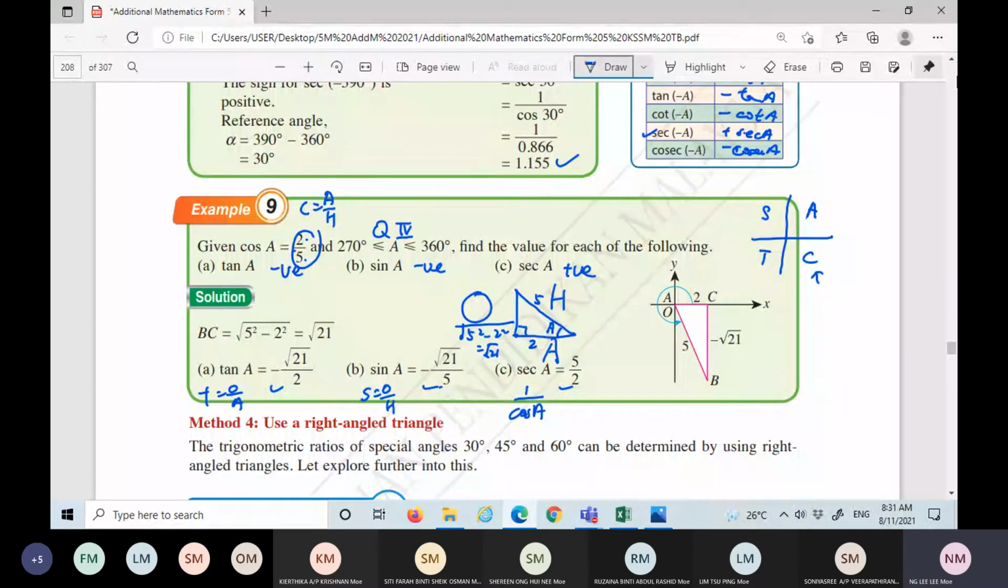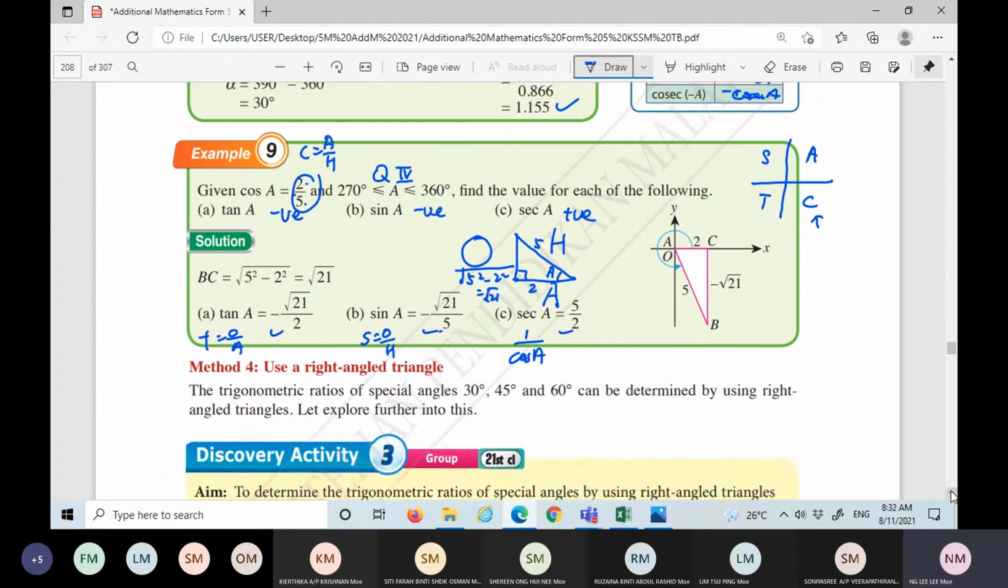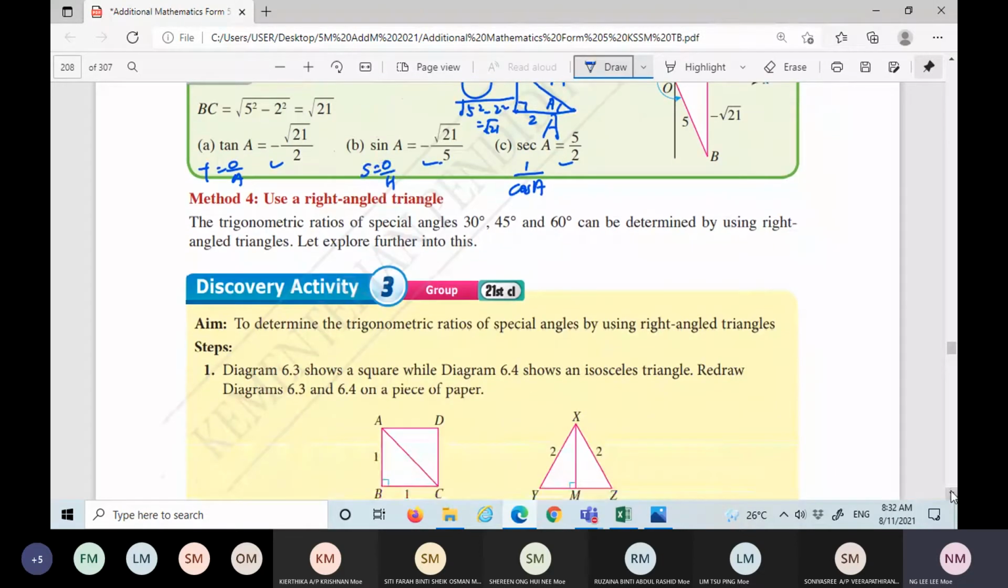Next will be method 4, the last method already. Almost close shop for this subtopic, then we will go to draw graph. But the questions are not easy. Method 4, use a right angle triangle. This one is actually for special angles. So you get the special angles by using the right angle triangle.